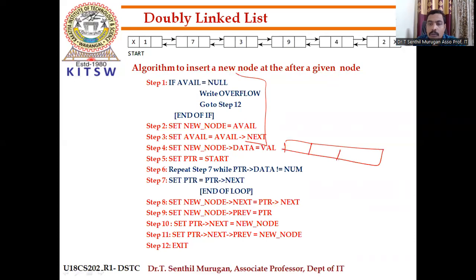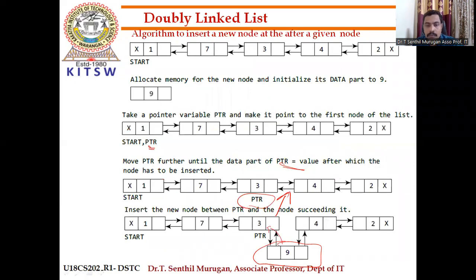So in this new node, the data portion is value. We assign that value over. Initially the pointer will be pointing to the first location. It will move up to the third location now. In this diagram you see here, PTR is pointing to this location, the last portion.